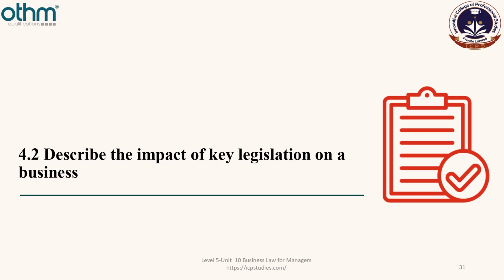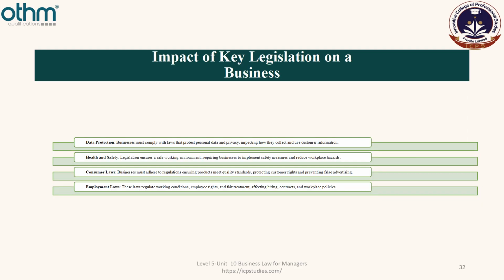Now we have the second assessment criteria, in which we describe the impact of key legislation on business. So first we have the impact of key legislation on a business. First, we have data protection. The businesses must comply with laws and they have to protect personal data and privacy, which impacts how they collect and use customer information.